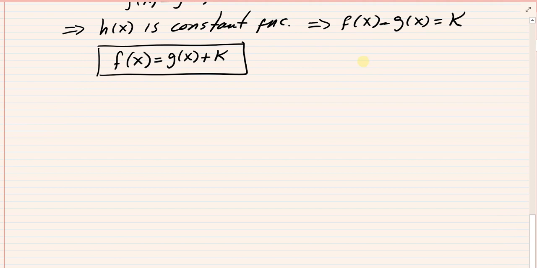Okay. And I believe with this we're done with all the theorems in this section. So I'm going to grab some exercises and we're going to look at some exercises together.